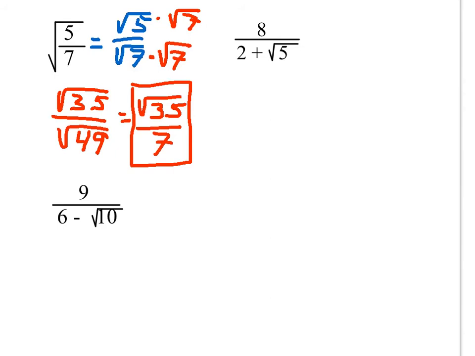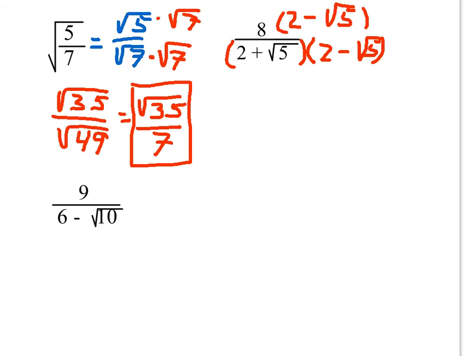So what we're going to need to do is multiply top and bottom by a thing called the conjugate. The conjugate is just like the denominator, but with a slight sign change. So it's 2 minus the square root of 5. And keep in mind we have to do that on both top and bottom. So we multiply top and bottom by 2 minus the square root of 5.